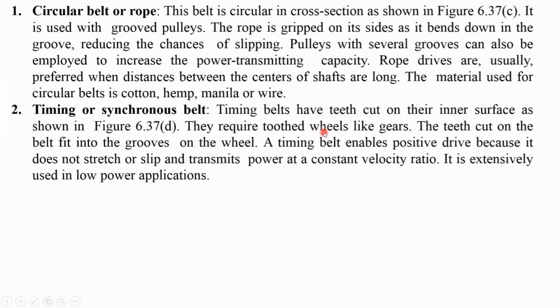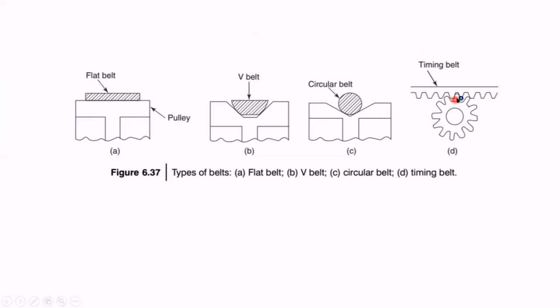Toothed wheels like gears, but the belts are made of rubber only, with teeth. This is used for positive drive, meaning there is no slip. For avoiding slip between the pulley and the belt, we make timing belts. These are the four types of belts used in industries. Flat belts are mainly used in small scale industries and mills, like rice mills.